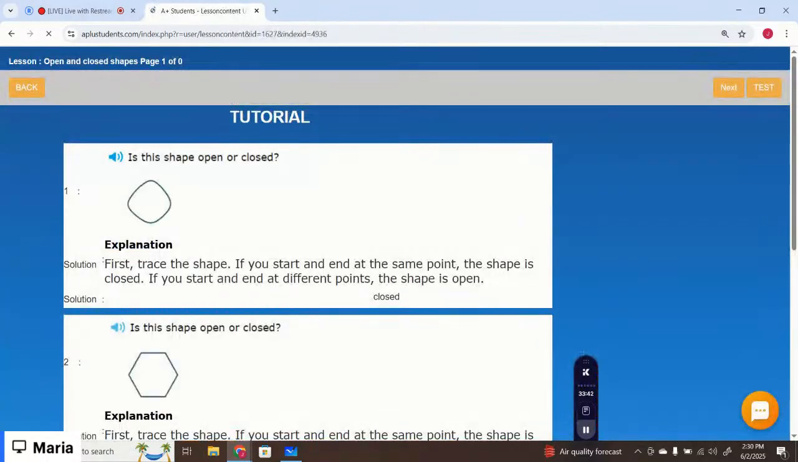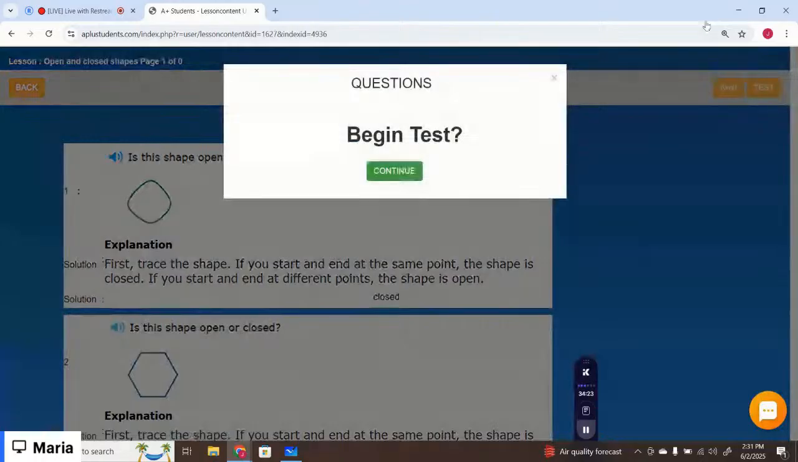Open and closed shapes. Is the shape open or closed? If you start and end at the same point, that means the shape is closed. Let's start with the test questions.